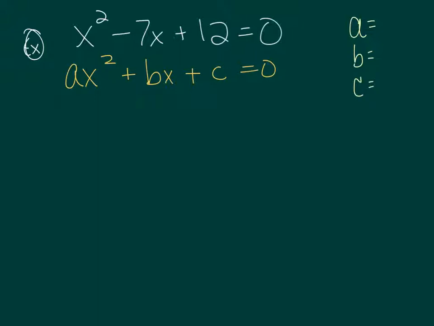So in this problem, my a is whatever is the first term, which is why I stressed for us to write it in descending order. I'm only looking at the coefficient. I don't need that x squared. So my a value in this problem is 1. My b value, matching it up here, is going to be negative 7. And my c value right there is simply 12.